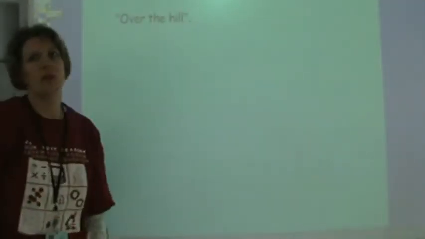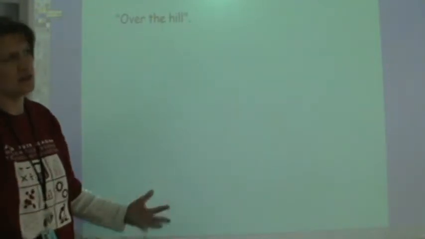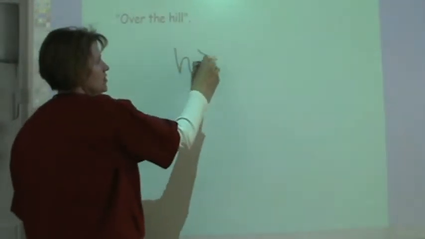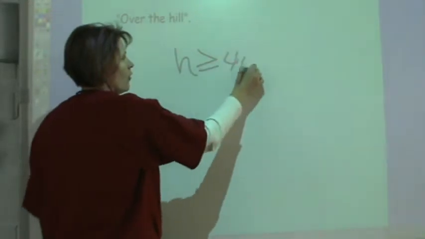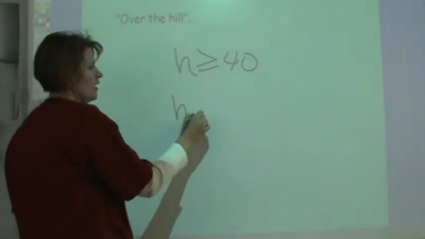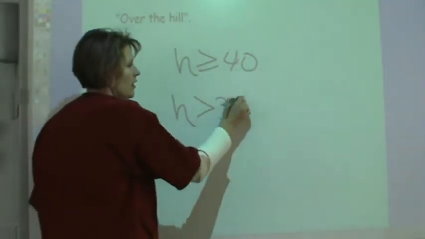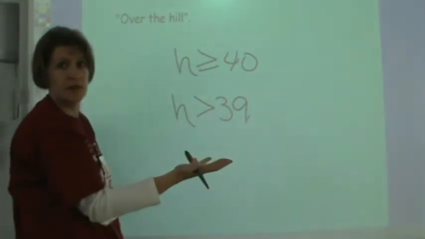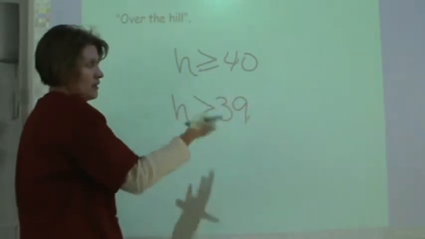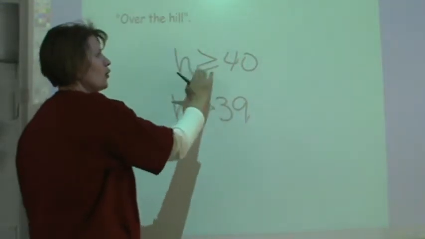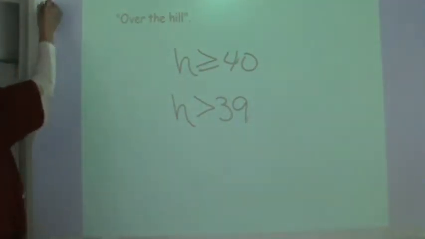Over the hill. Okay, so it's your definition of over the hill. When do you think someone is old? Okay, so if you think someone is old when they're 40, you would say maybe H is greater than or equal to 40. Or let's say you could write it like over the hill is when you're greater than 39. These are both really saying the same thing because you're either 39 or you're 40. Okay? It's your birthday or it's the day before your birthday, but there's nothing in between. So you're either saying you're greater than 39 or you're greater than or equal to 40. Really are saying the same thing.